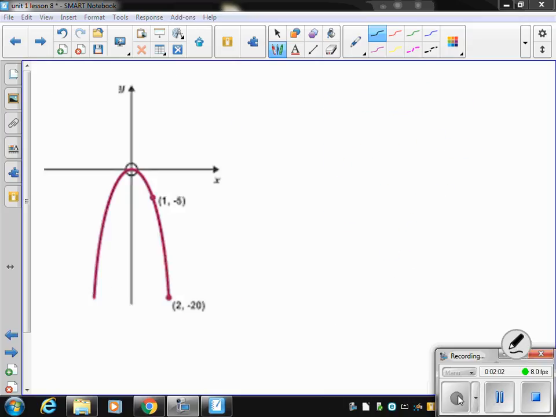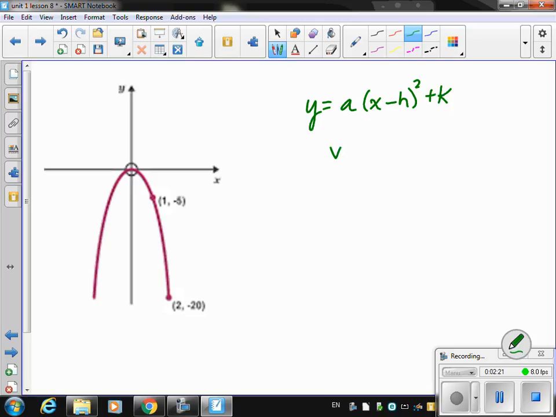Second graph is a little bit harder. It's a little bit harder to see where the points fall, so they've given us a couple of hints. So I'm going to write out the equation of a parabola and try and determine my A, H, and K values. First thing I'm going to look for is the vertex. It appears that the vertex is at 0, 0. Well, that makes life easy.